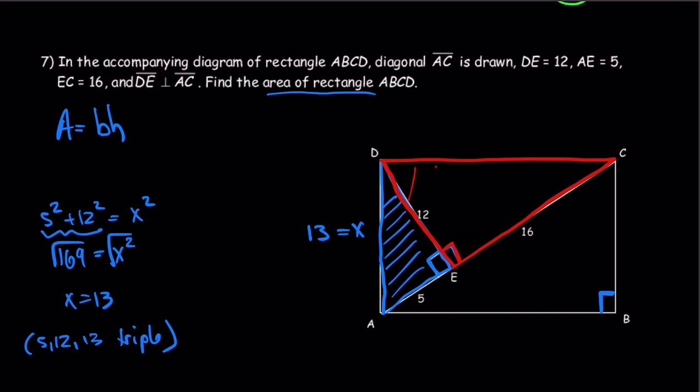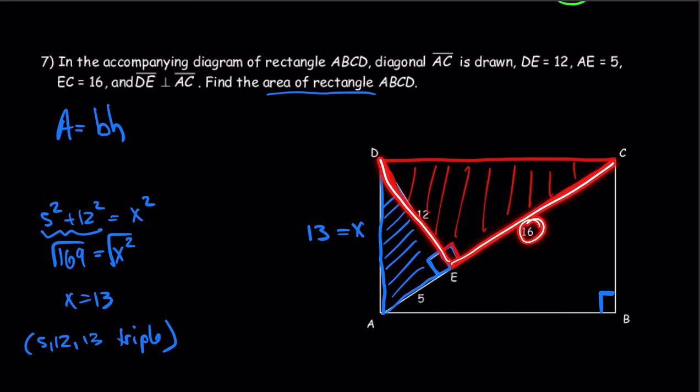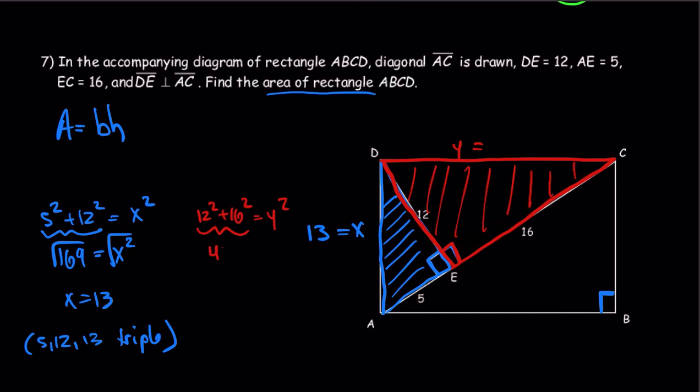Also a right triangle. I know this side is 16. I know that side's 12. And I'm looking for my hypotenuse. I'll call that y. So in this triangle, I'm going to have 12 squared plus 16 squared equals y squared. I'm going to throw all that into the calculator. All right, I put that into the calculator. I get 400 equals y squared. I square root it, and I get 20. That's not a triple, so don't worry about that. I had to use a calculator. That's going to be 20.